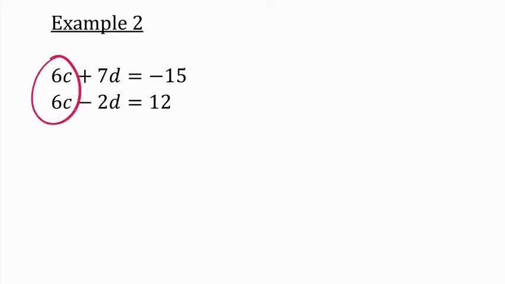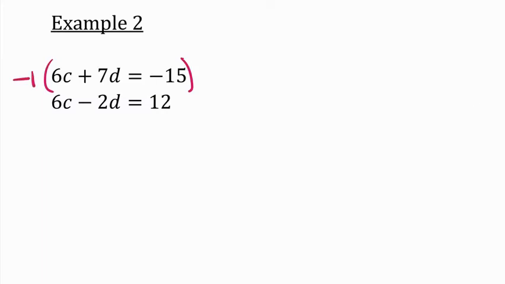Well, if I look at my C's, they both have 6's. The problem is they're both positive. So when I go to add those, I would get 12C. That doesn't eliminate the variable, right? I want to add those and end up with 0C. So instead, I need one of these to be negative, one of those 6's.